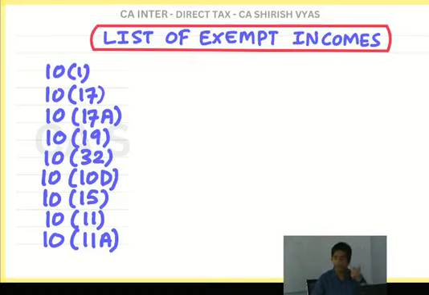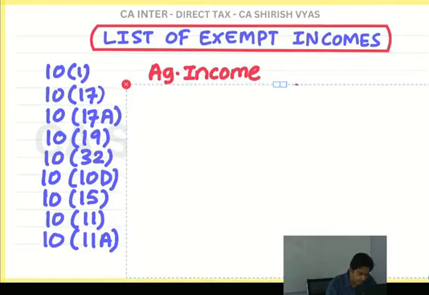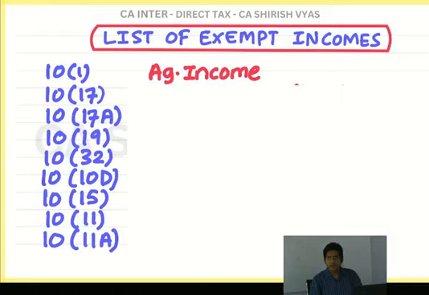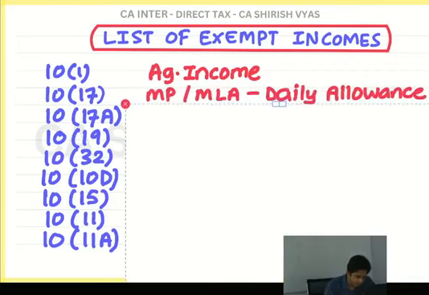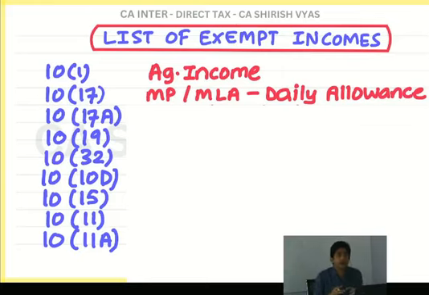So see, let's start. What was 10-1? Agriculture income, but that also should be in India. Then 10-17? No, MPs and MLAs daily allowance. Daily allowance of MP and MLA. See, I have written here. Then 10-17, awards. Award received from government. Don't say by government, say from. I received award from government.